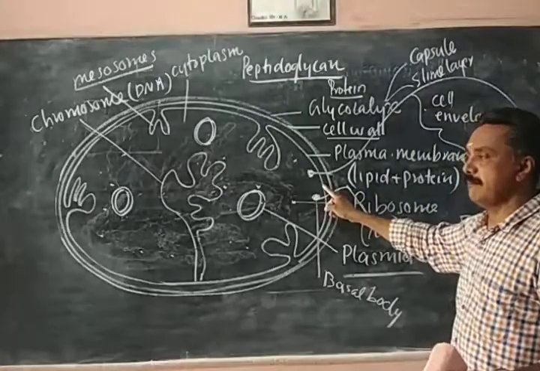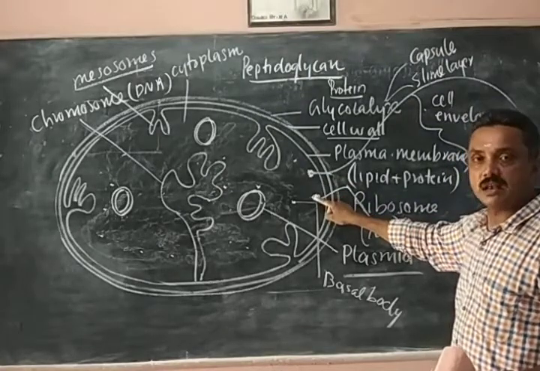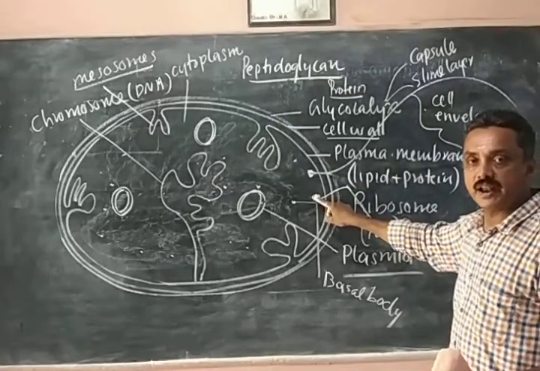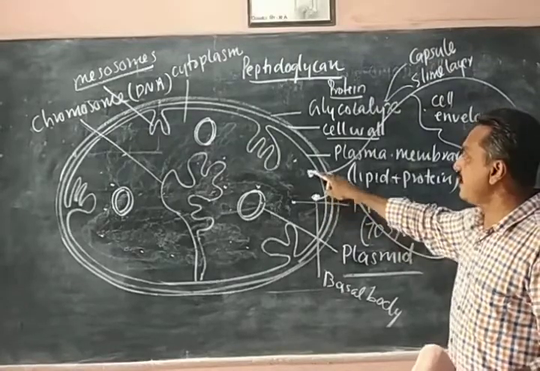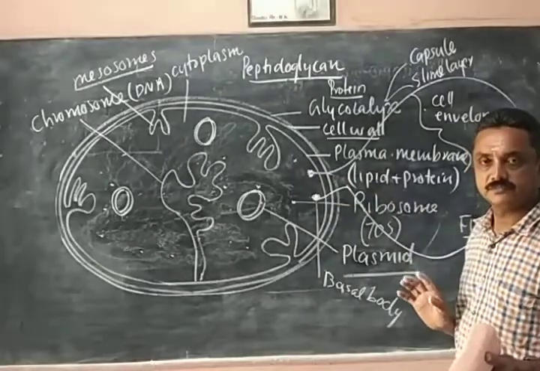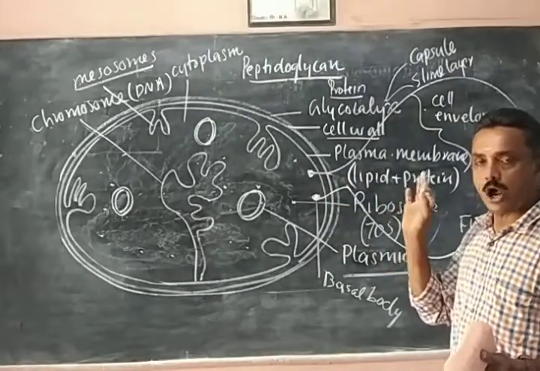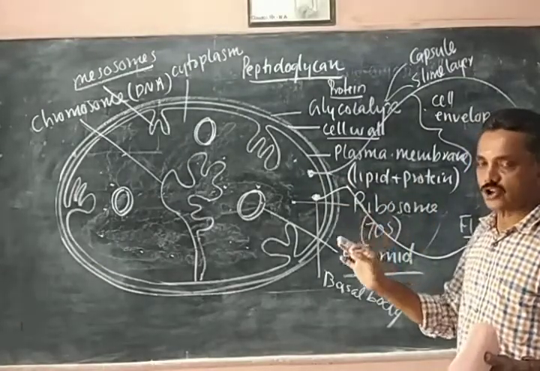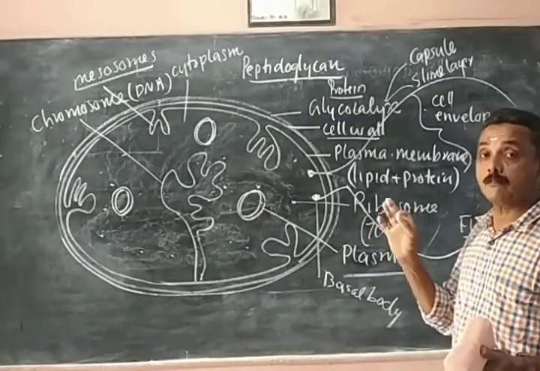The round basal body is present inside the cell membrane. The flagella start and originate from the basal body. This is a very important structure. You have to copy down the diagram, the structure of the prokaryotic cell or bacterial cell.